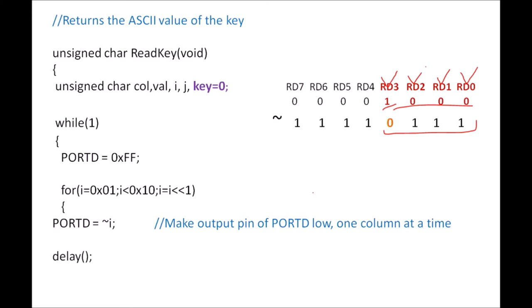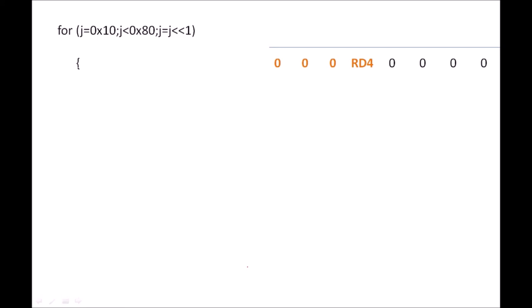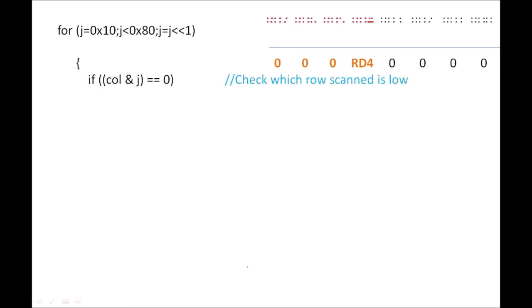After sending the data on the port, we'll read the column data. For that, this instruction is used. A small delay is called and then we are reading the data from the columns of port D, and this data is stored in the variable CON. So we are reading the data from the columns after sending logic 0 on one row, and that data is stored in the CON variable. Now we want to check which key is pressed by the user: whether the first key, second key, third key or fourth key.